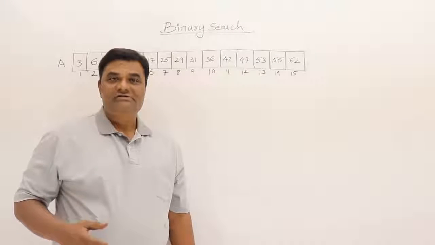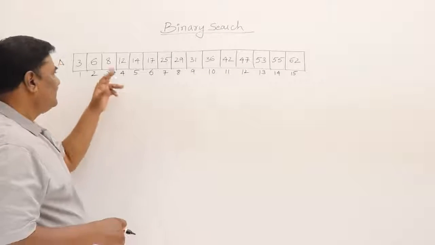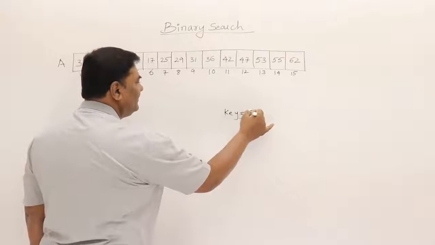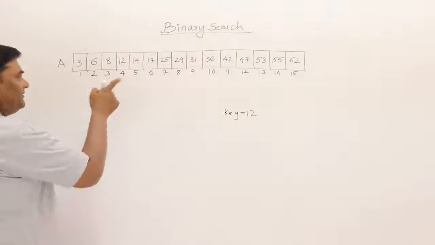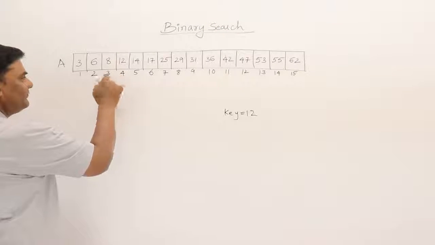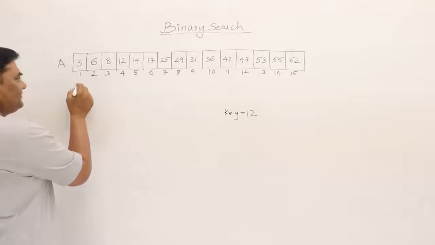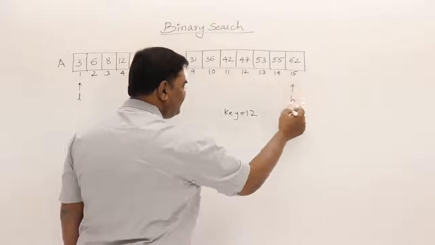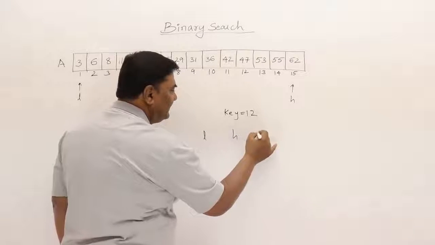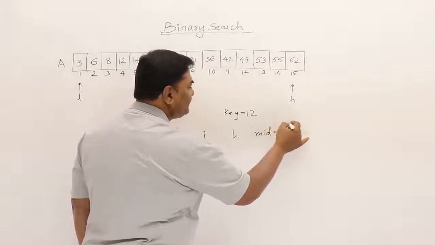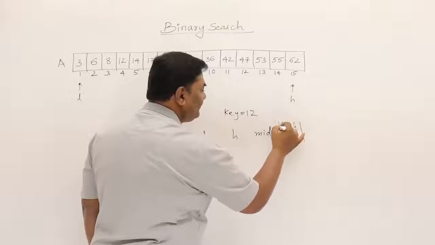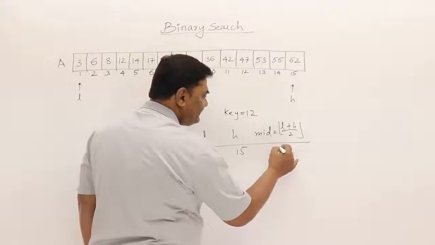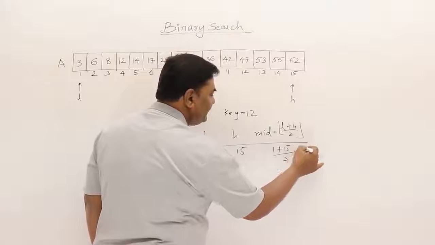Now let us search key value 12. I'm searching for 12. If I perform linear search, it can be found in just 4 comparisons. So let us see how binary search works. First take low here and high at the ending index. We also know we have to find mid, that is low plus high divided by 2, floor value. Low is 1, high is 15. Find out mid. This is (1 plus 15) by 2, that is 8.